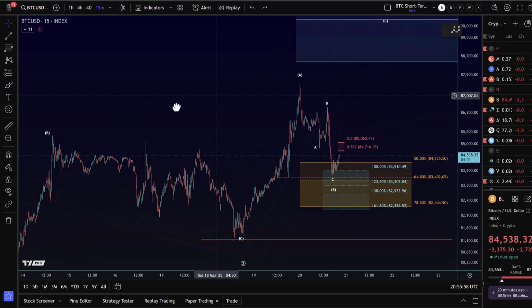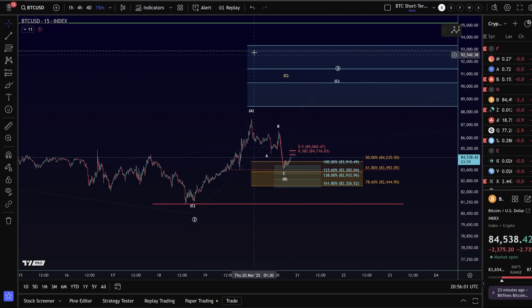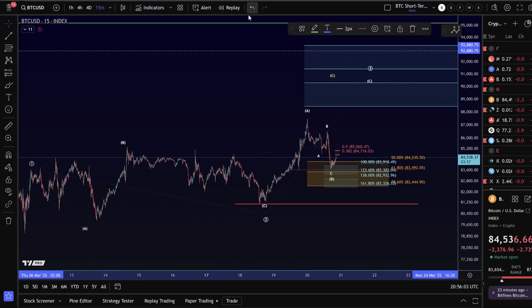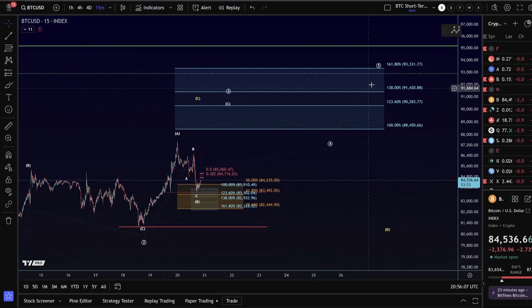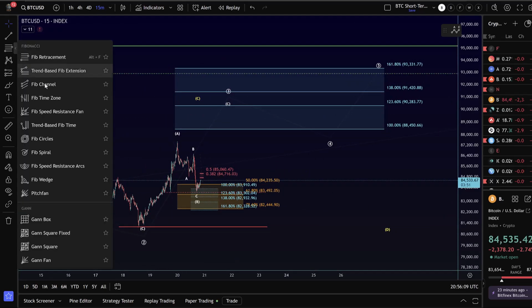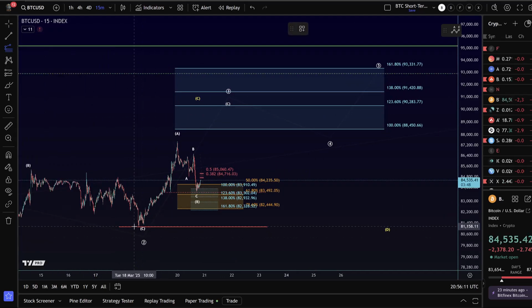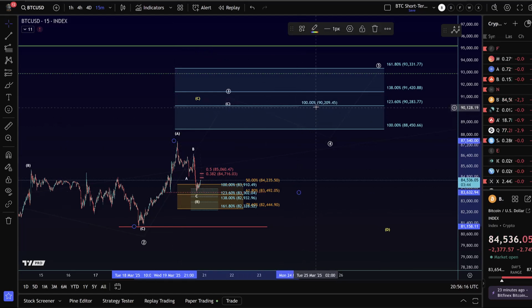And the question is, okay, if a low is actually in, where could that C wave to the upside take us? I'd be looking for the C wave to get to the 100% extension again. 90,200 would be the next level. Yeah, 90,200. That's if we've bottomed already.